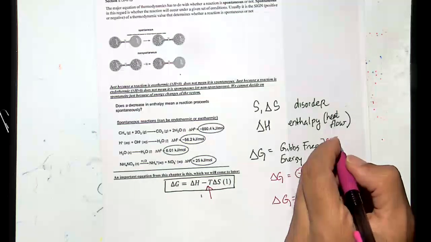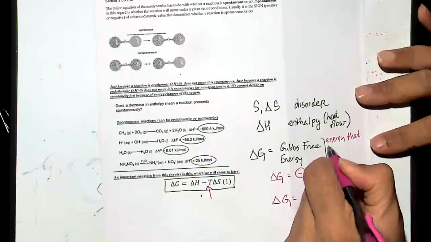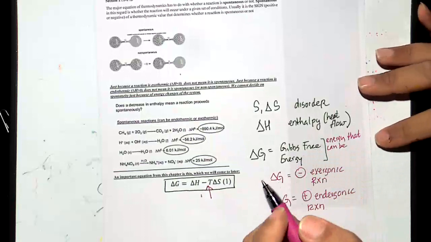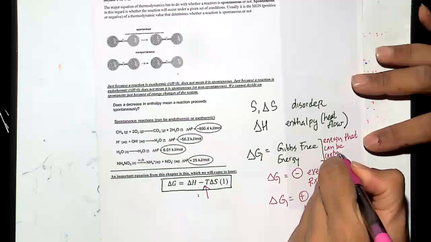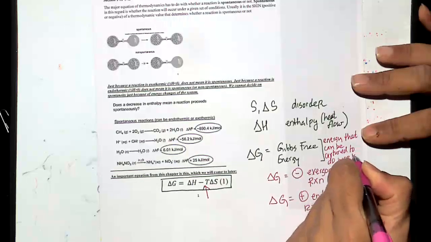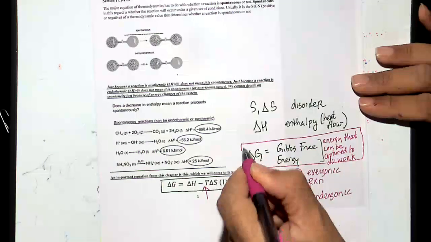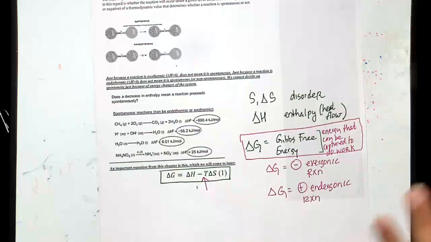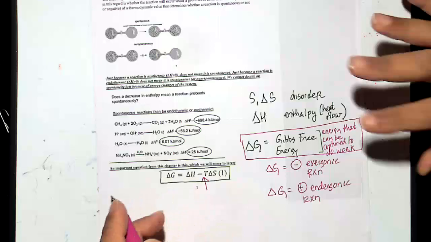It's called use. It can do work. We call this work. I'll just say energy that can be captured to do work. And by work, I mean not heat. Okay, something that is useful. All right. So this is the equation.